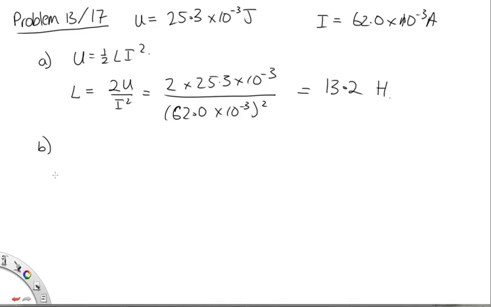Now part B says what current is required for the magnetic energy to be 4 times as much. Well, we could just multiply this by 4 and then solve it to work it out, but a faster way to do it is, if we want this to be 4 times, because this is a squared relationship, if we double the current, then we'll end up with 2I all squared, or 4I squared. So we just need to double the current, which tells you that I will be 62 times 2, so 124 milliamps. And that's the end of this problem set.